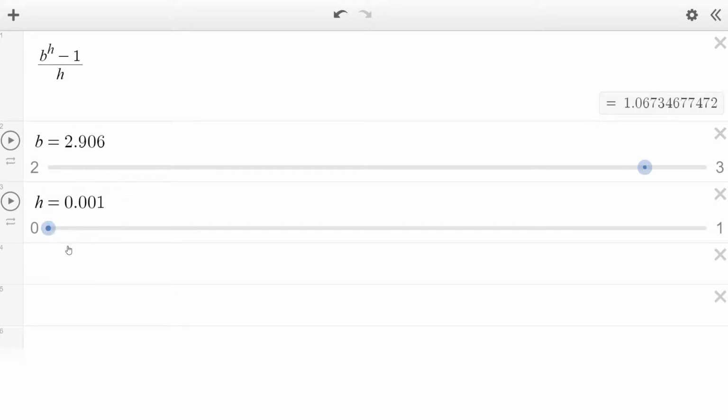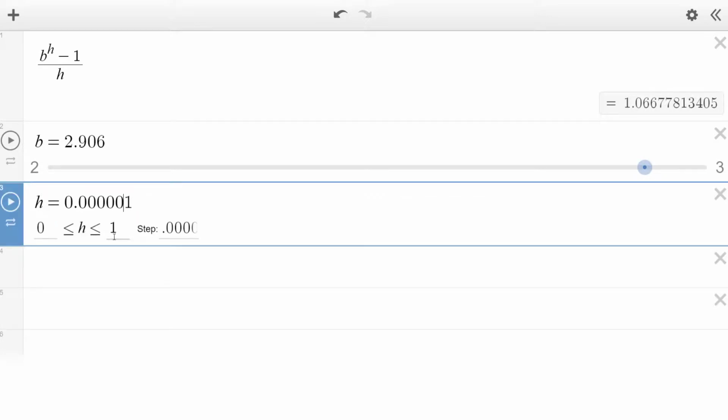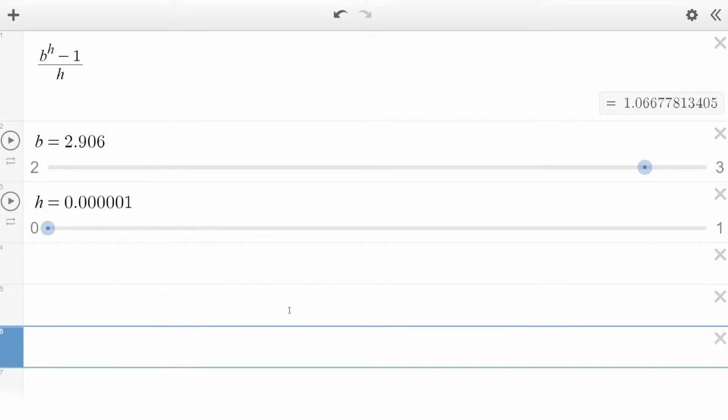So this time I'm going to say, let me hold h constant here at 0.01. In fact, let me throw in a couple more zeros there. Okay, so h is really super small. Now I'm just going to find out what b is. So b 2.9, 2.8. Let's get this as close to 1 as possible. Okay.